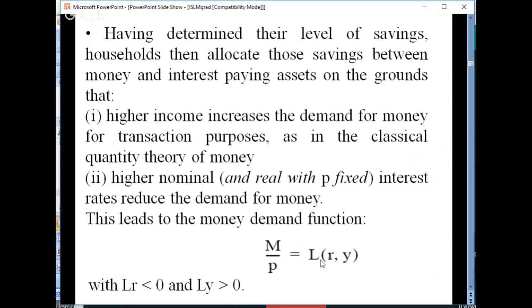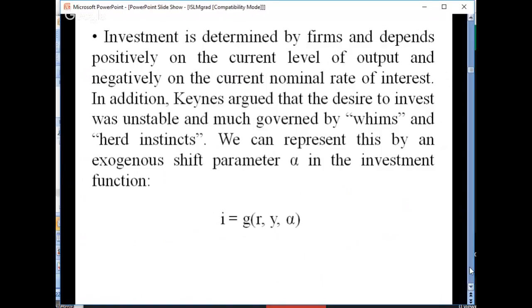What he talks about, what the author doesn't talk about, is something known as speculation or speculative purposes, where people invest because they assume that interest rates are going to go lower, so they'll buy bonds, or vice versa. But what we're concentrating on now is income, which has a positive effect on money demand, and interest rates, which have a negative effect. So L of R is negative and L of Y is positive. Next, let's talk about investment.